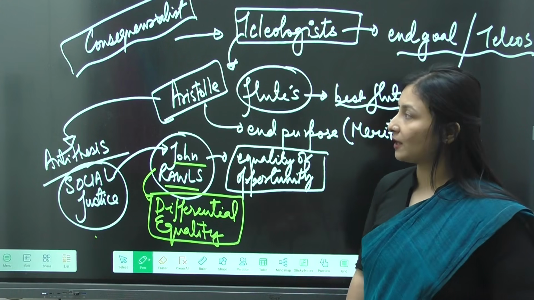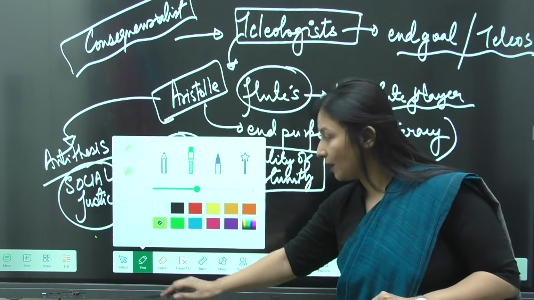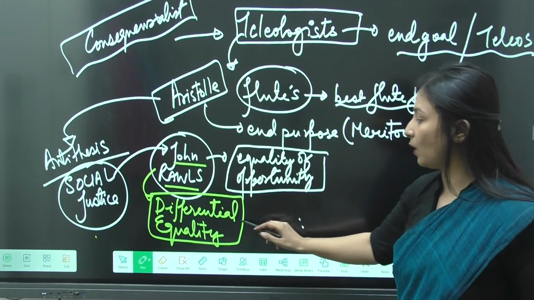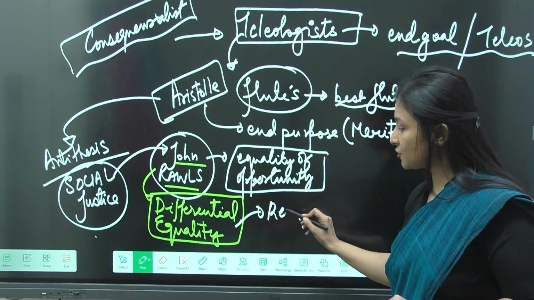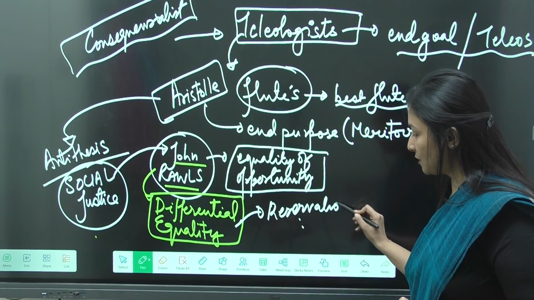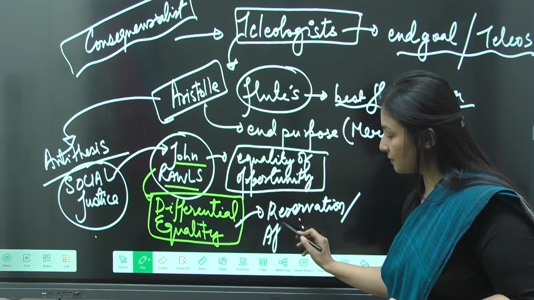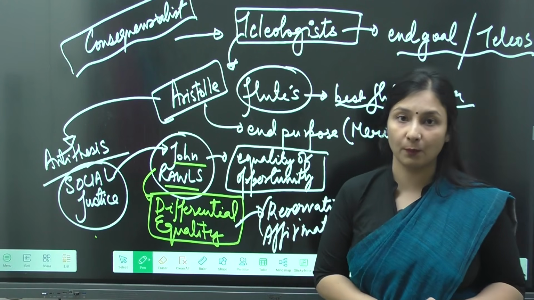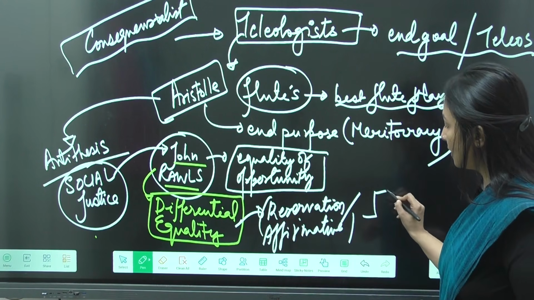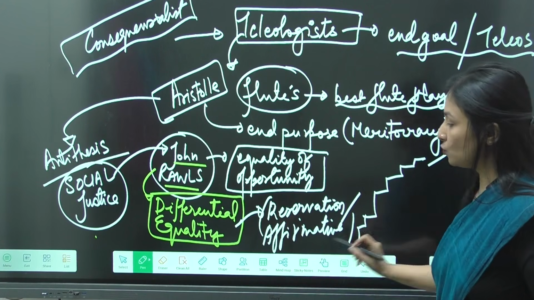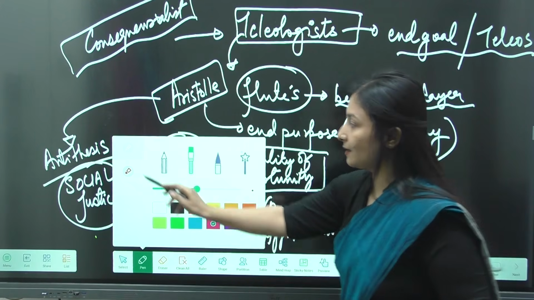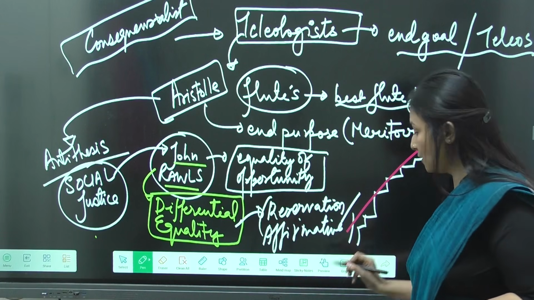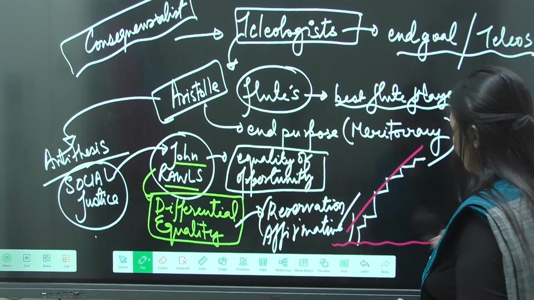Similarly, this differential equality concept has been picked up in the reservation system in the Indian context. The reservation system which the government provides, or the affirmative quota system given in public services and for educational purposes, is because the government wants to bring the starting line equal. It wants to bring in a level playing field for everyone.